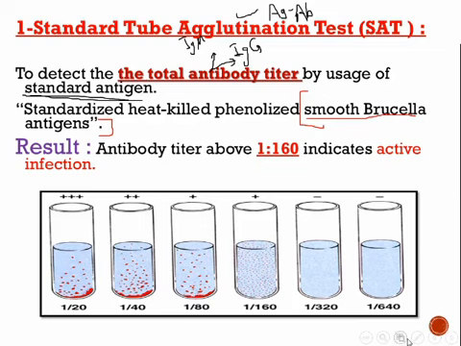Now standardized. What does standardized mean? It means the antigens have the same concentration, and the concentration is known. They are standard. Heat killed, of course I need to heat kill the brucella because I just need the antigens. I don't need the bacteria itself, I don't need the living bacteria. Phenolized, now phenol is a preservative.